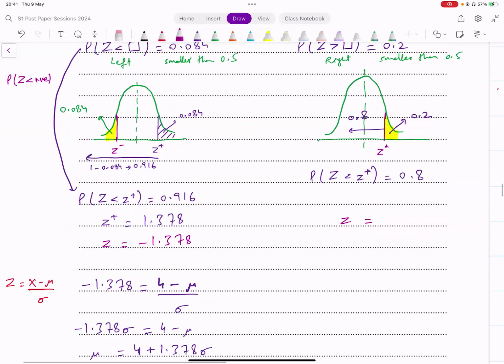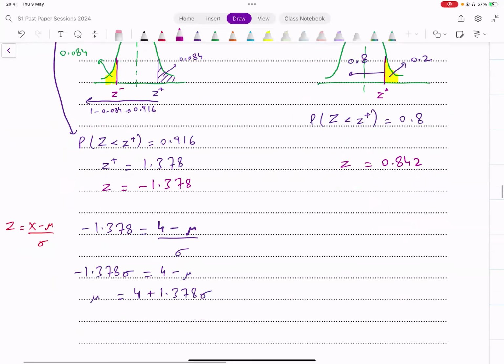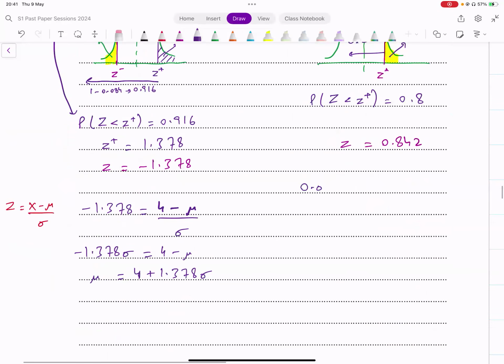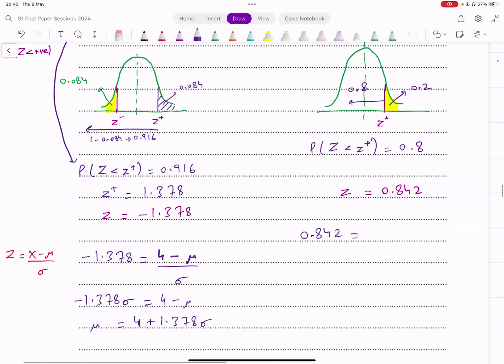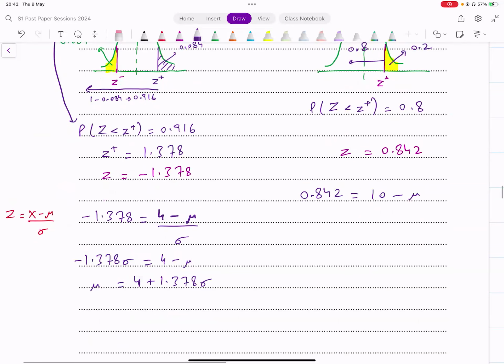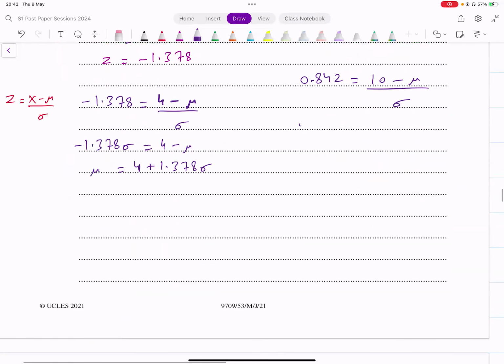Z value is 0.842. Now that you know that this is the Z value, use the formula 0.842 equals X, which is 10 in this case, minus mu over sigma. That's another equation that you've got. 0.842 sigma equals 10 minus mu. Mu equals 10 minus 0.842 sigma. Solve these equations simultaneously. You get 4 plus 1.378 sigma equal to 10 minus 0.842 sigma. And you can see what the value of sigma turns out to be from this.